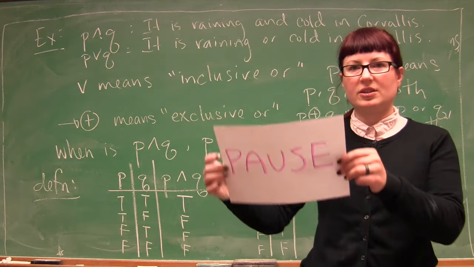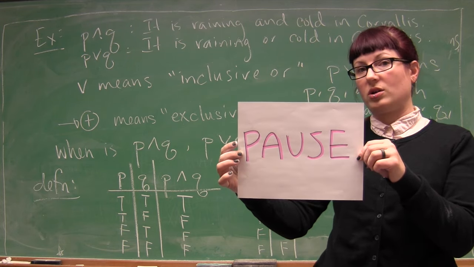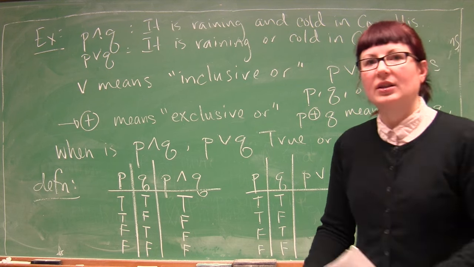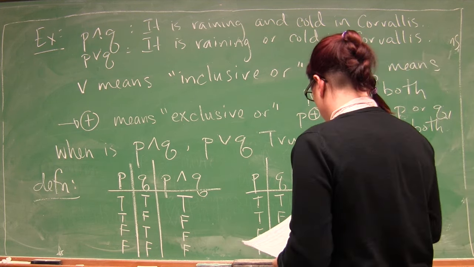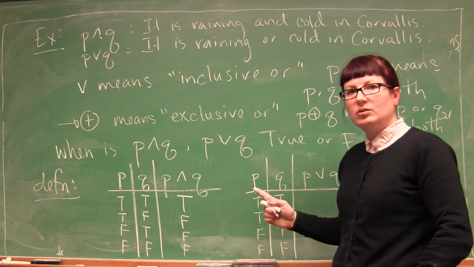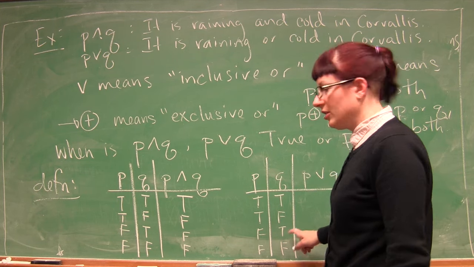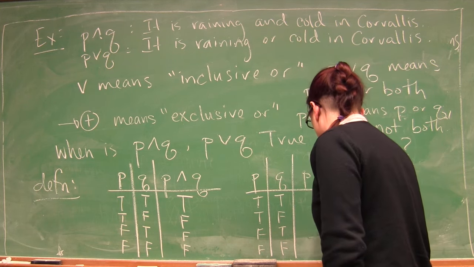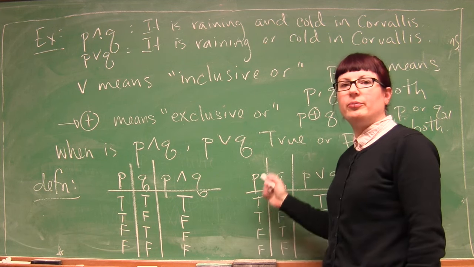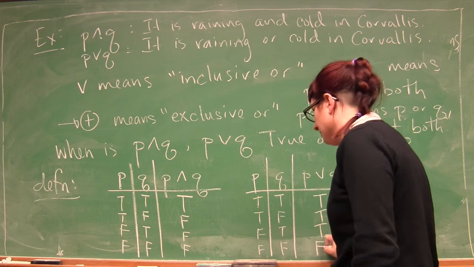Pause for a second and see if you can figure out what the truth table should be for P or Q. Okay, let's see if you guessed right. So we know that P or Q should be true when either P or Q are true. It doesn't matter if both are true. So that occurs in the first 3 of the 4 cases. The only situation that would mean P or Q is false is if both P and Q are false, and that happens in the 4th case here.